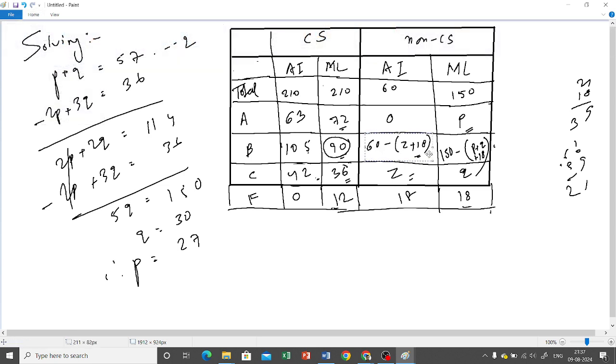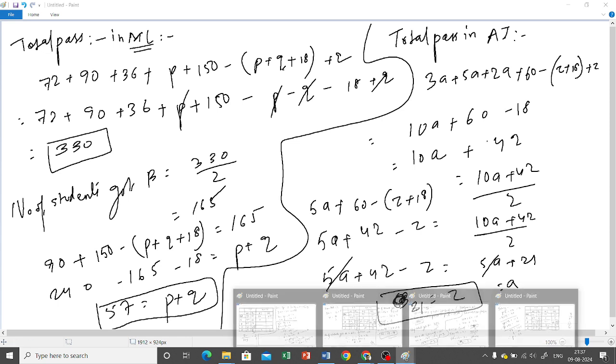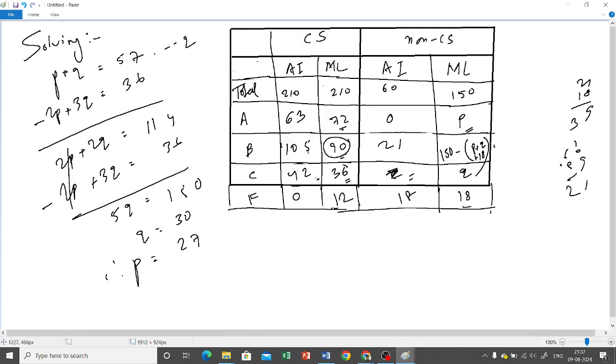It is going to be 21, right? And this is again z. So what is z? z is 21. So instead of z, I'm going to write down 21. Okay, what is the value of p? The value of p is 27.